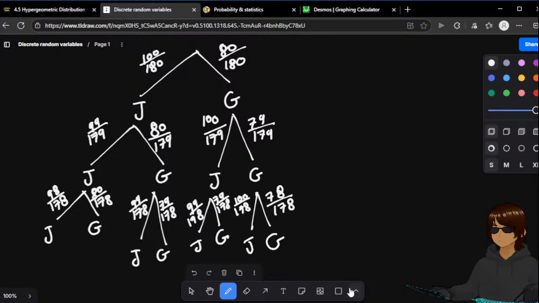So let's say, what is the probability of 3 gummies? 80, 79, 78. What I'm noticing is that the numerator is subtracting by 1 and the denominator is subtracting by 1. What is the probability of 2 gummies? So gummy, jelly, gummy, and gummy, gummy, jelly. The numerator subtracts by 1: 80, 79, 100.